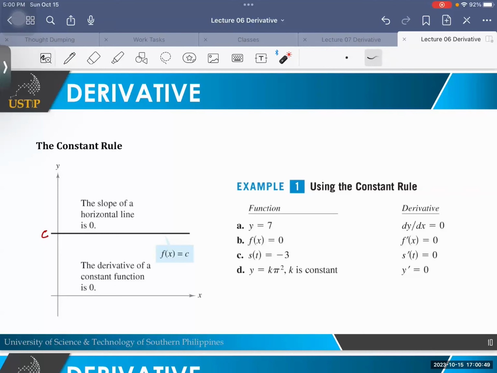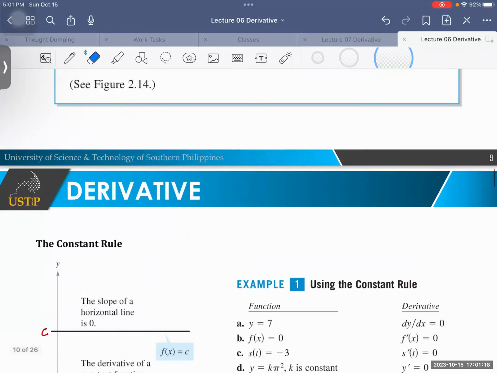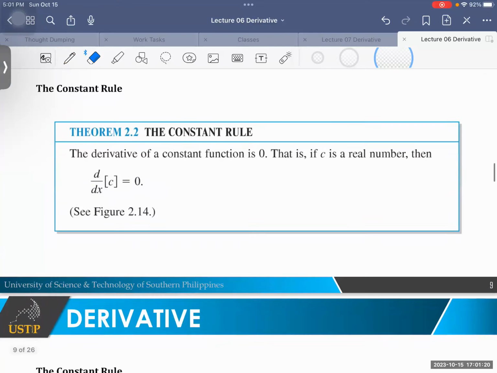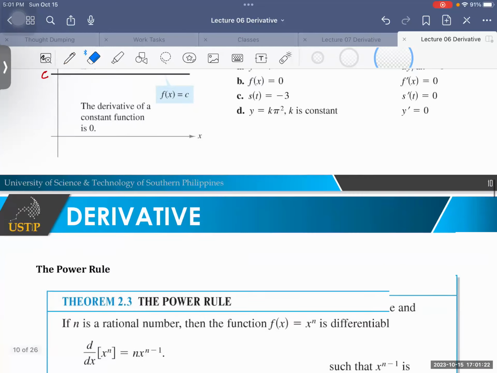So again, there are many ways to denote the derivative. One is to denote it by prime, f prime of x, or d over dx. If y is the function, that means you get the derivative of y in terms of x, and then you can write it as y prime. It's easier to look at, to visualize. So again, the constant rule is very easy. The constant rule says that the derivative of a constant function is always equal to 0.